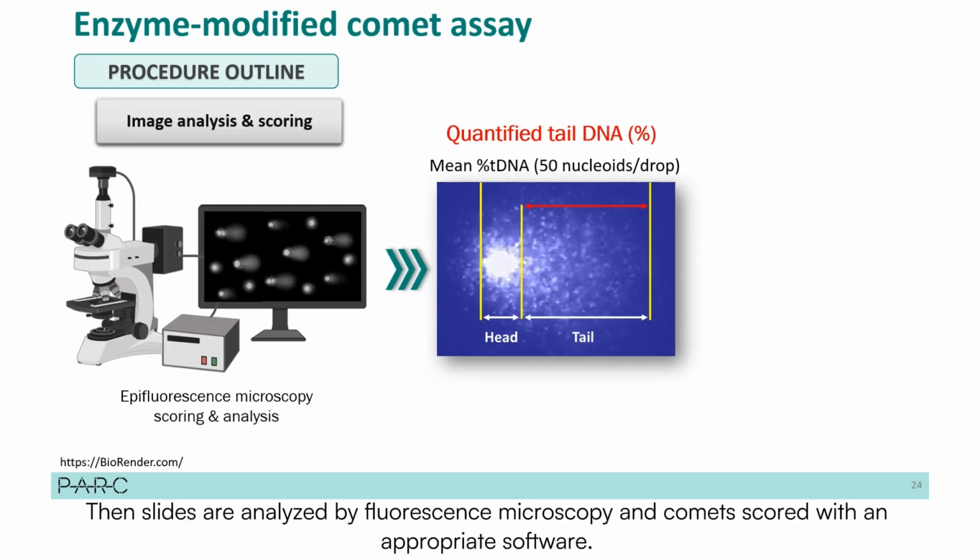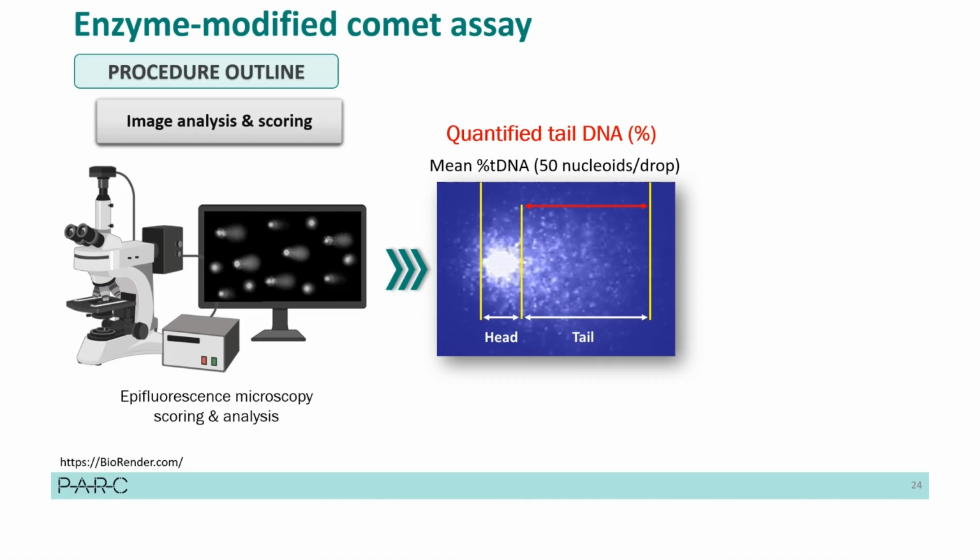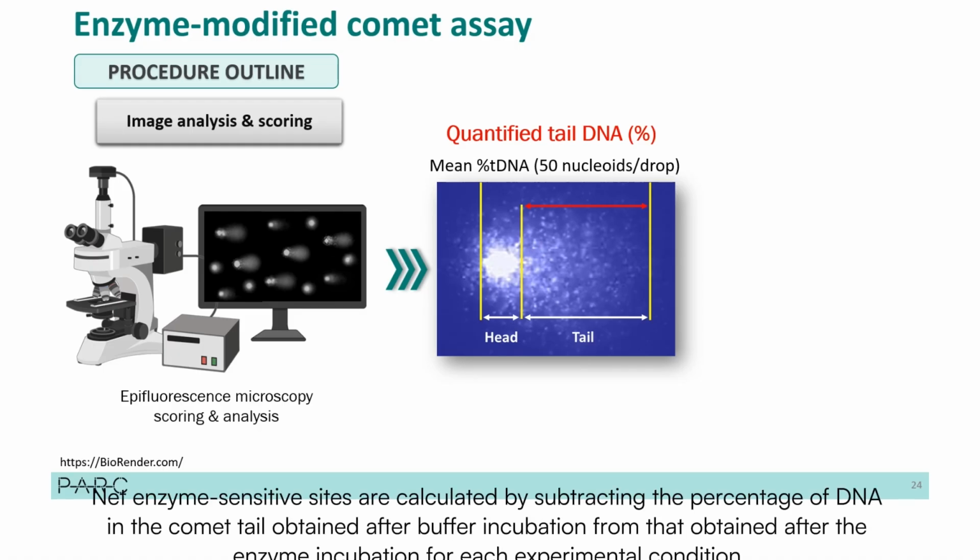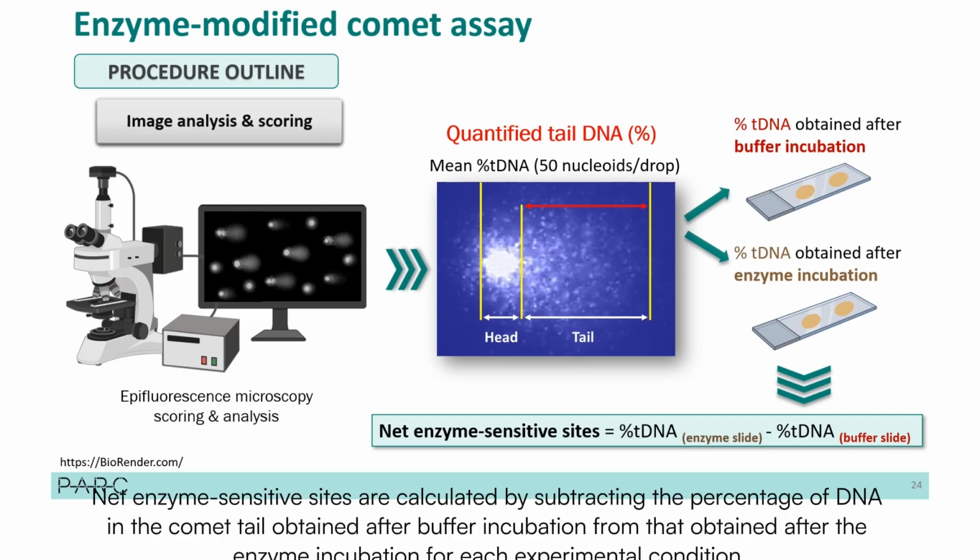Then, slides are analyzed by fluorescence microscopy and comets scored with appropriate software. Net enzyme-sensitive sites are calculated by subtracting the percentage of DNA in the comet tail obtained after buffer incubation from that obtained after the enzyme incubation for each experimental condition.